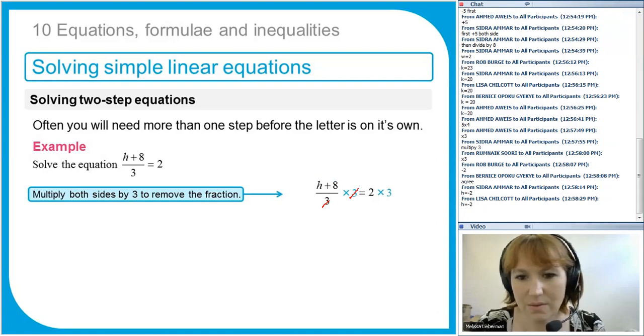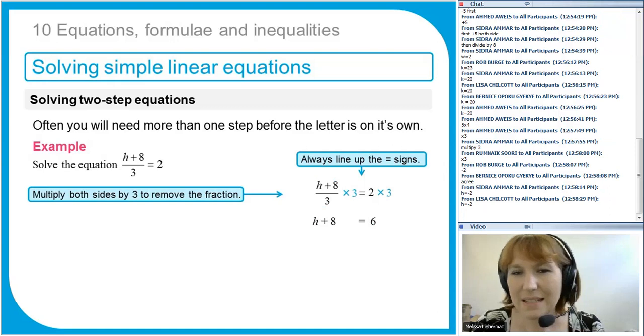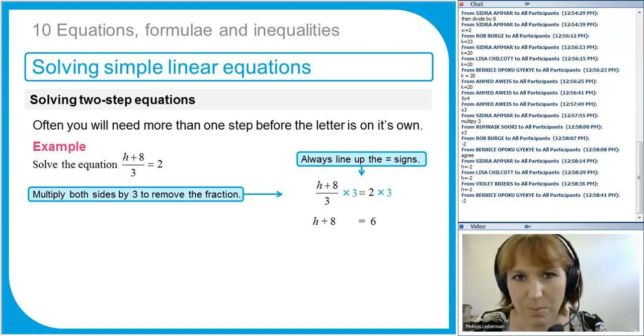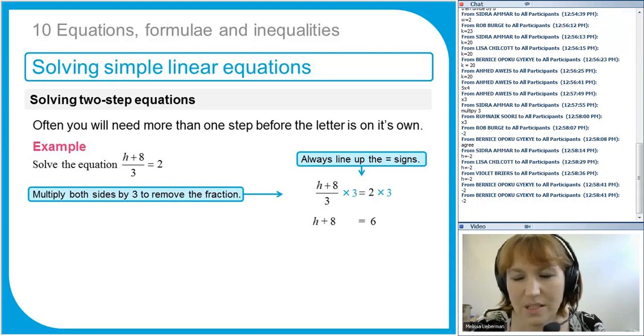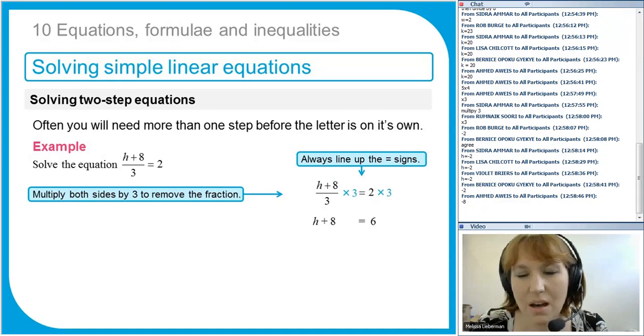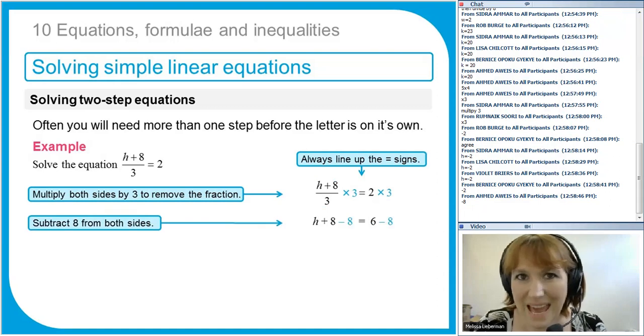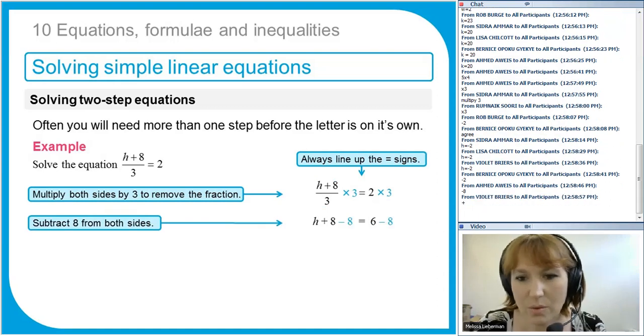Let's write that down first. h plus 8 equals 6. And then I need to get the h on its own. I don't want h plus 8, so I need to get rid of the plus 8. So I need to subtract 8 from both sides. Remember, if I subtract 8 from the left, I also have to subtract 8 from the right. So let's subtract 8 from both sides like that. That will give me the h on its own on the left-hand side, which is what I wanted.